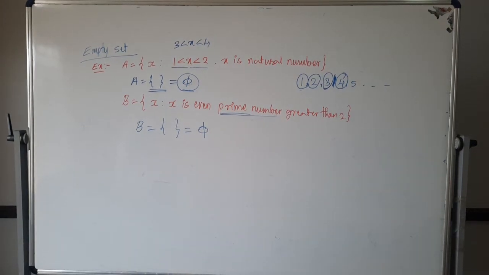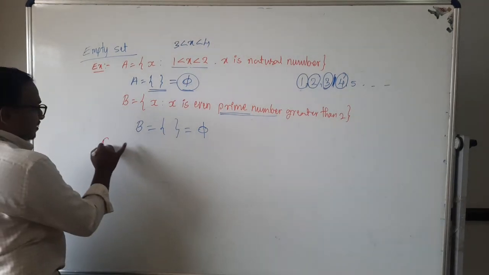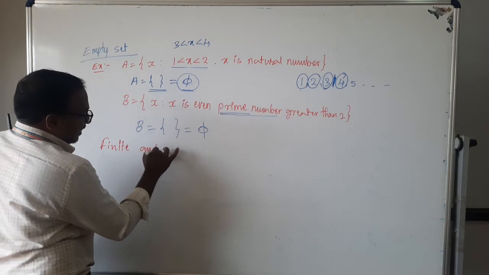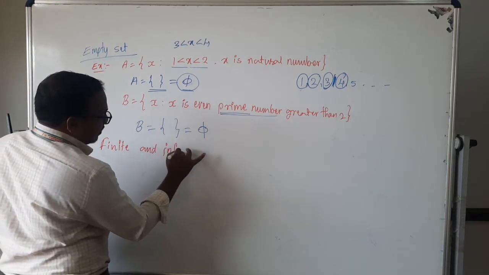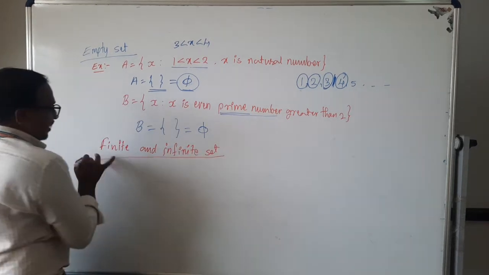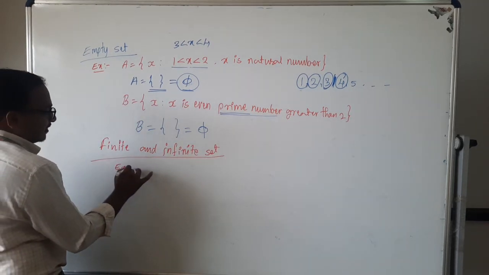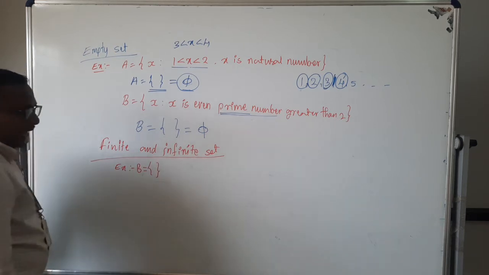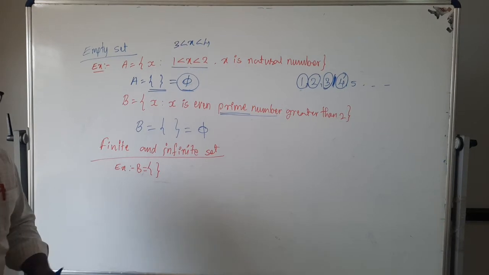Next, moving to finite and infinite sets. Okay, the definition says that this one is a set B equal to the empty set. Is this one a finite set or not?